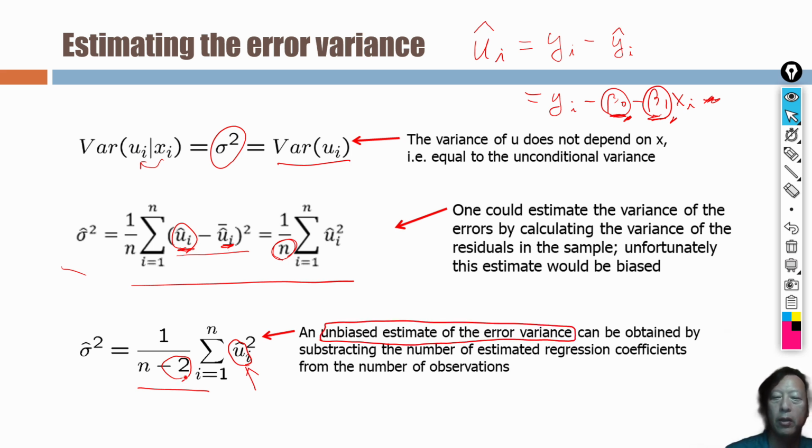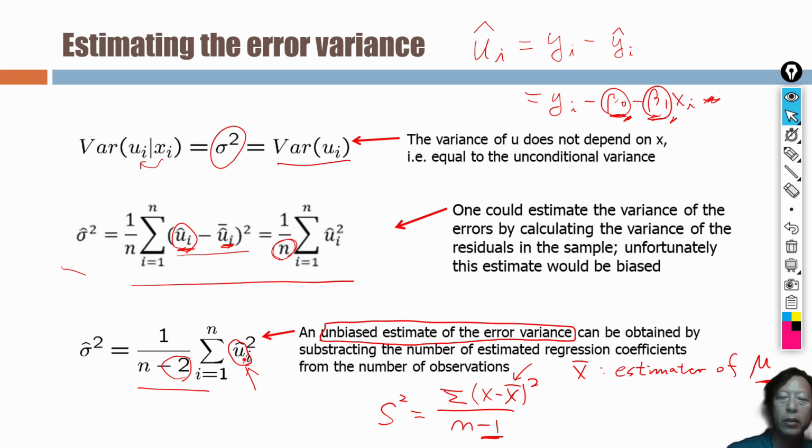This is not minus 1. Again, why should the sample variance have n minus 1? Here in x minus x bar squared, we estimate mu. So x bar is the estimator of mu, which is the population mean. So we estimate one parameter here. That's why we subtract 1. Here, for u hat, we estimate 2 parameters. That's why we have to subtract 2. This is the degrees of freedom.